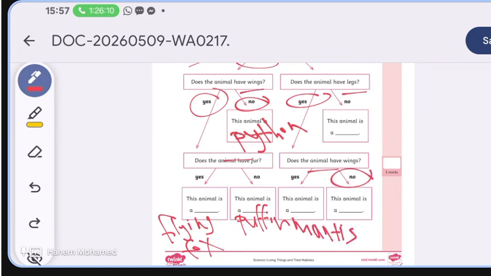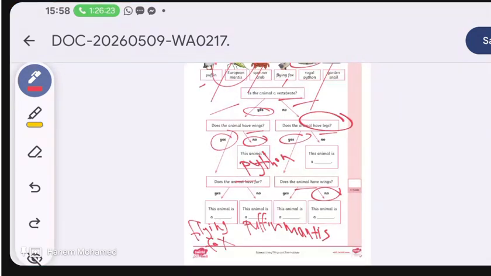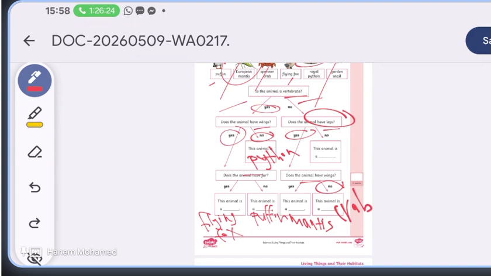Okay, if we say no, it will be what? But it has legs. Remember the first question? Yes, it has legs, but no wings. The crab. Then the one with no legs, there is nothing left except the snail, right? Okay.